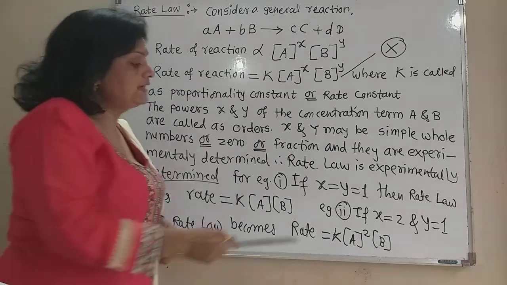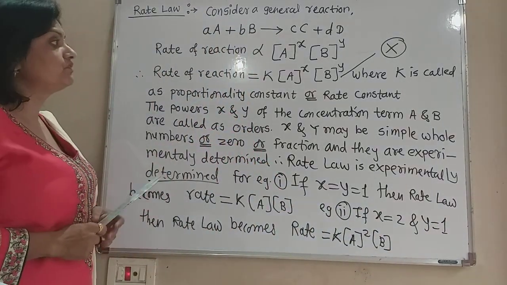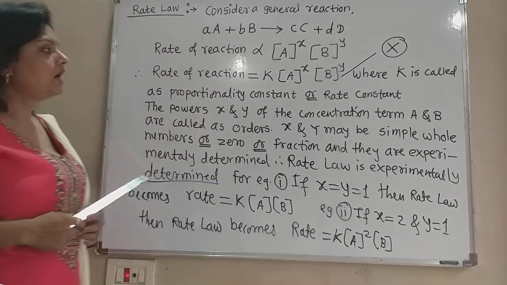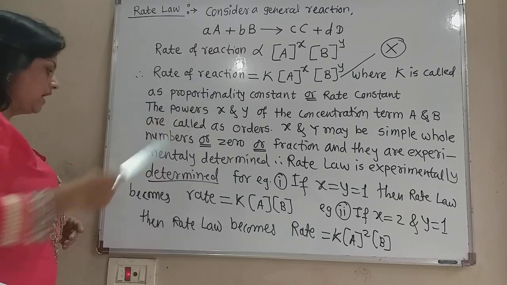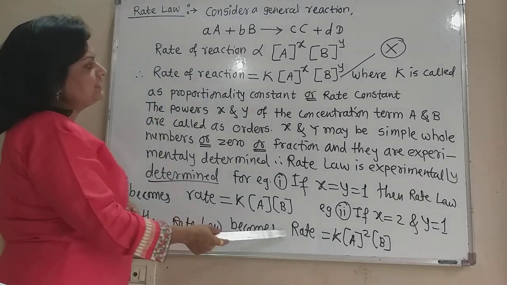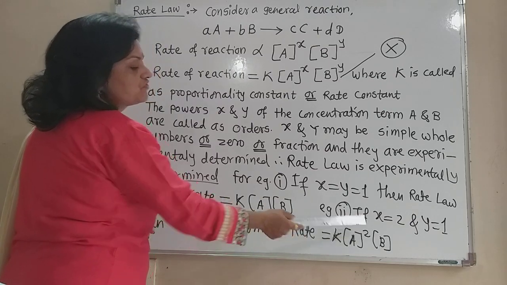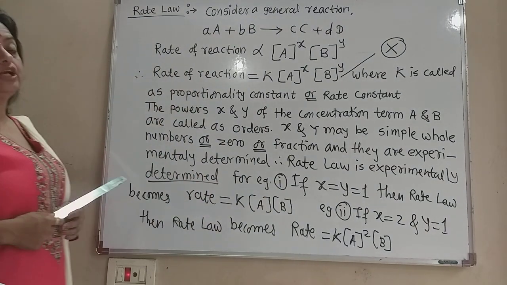Now if x is equal to 2 and y is equal to 1, put x equal to 2 and y equal to 1 in this equation. Then how is the rate law given? This equation becomes rate is equal to k into concentration of A squared into concentration of B. Now this is the rate law.